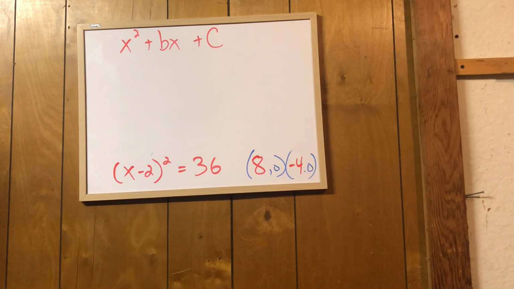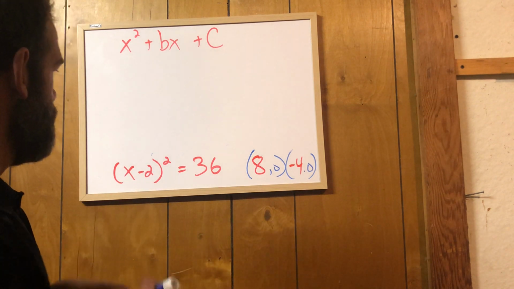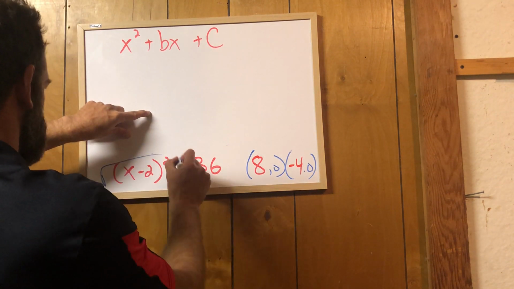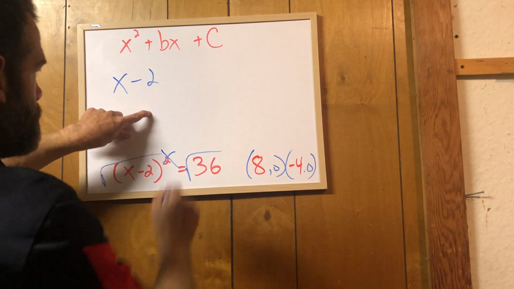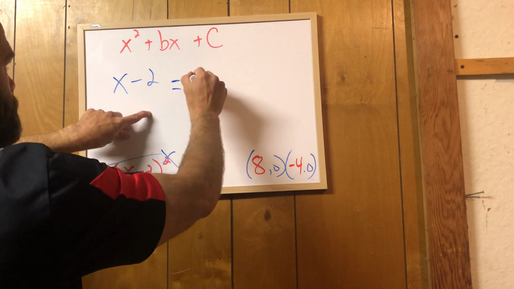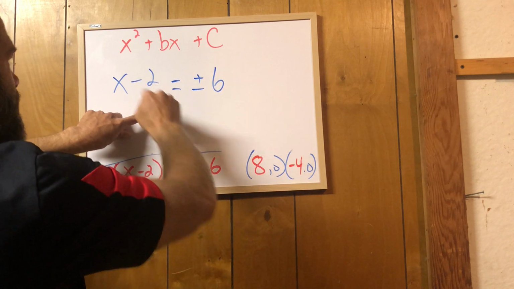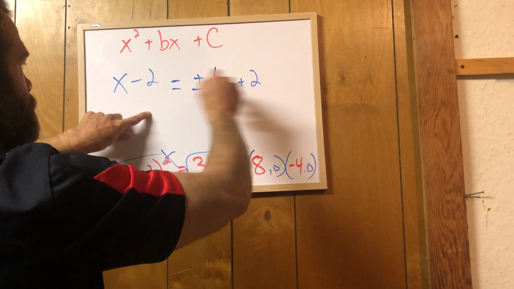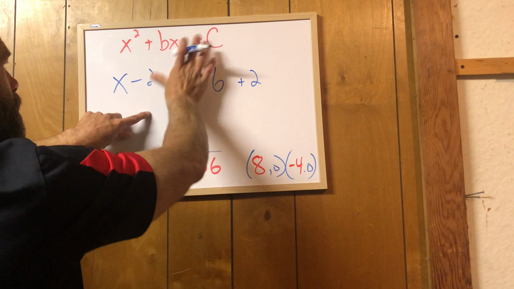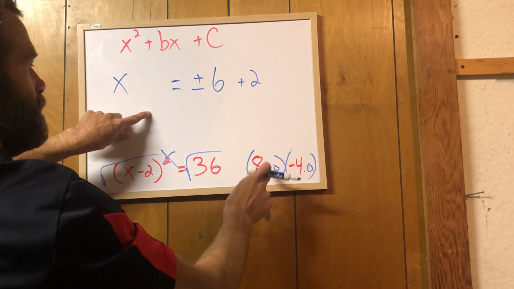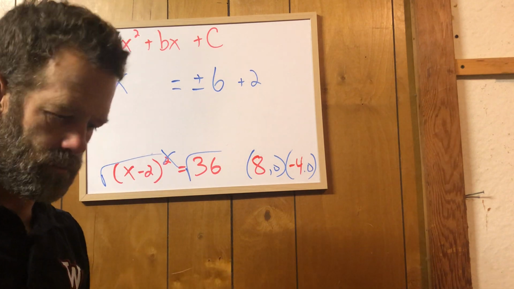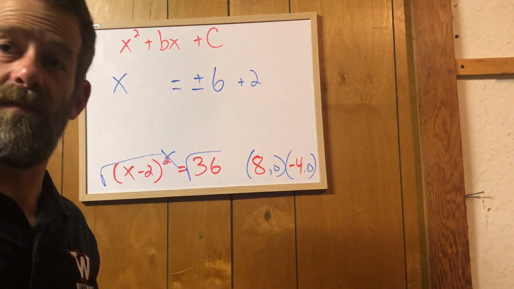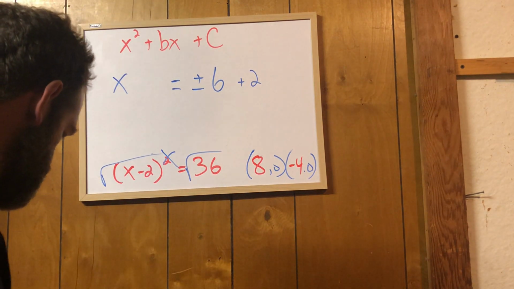Anyways, if I were to ask you to solve for x, to get rid of this square, remember your square root both sides, and you have x minus 2 because that square cancels out. The square root of 36 is plus and minus 6. Add 2 to both sides to move this over. So 6 plus 2 is 8, negative 6 plus 2 is negative 4. There's your roots.